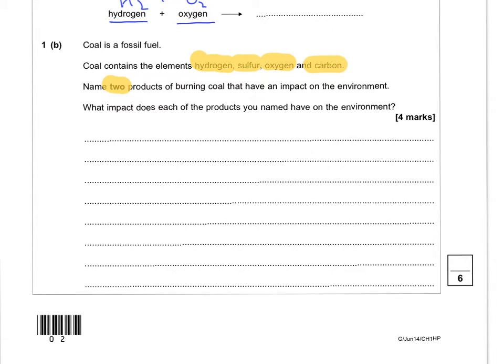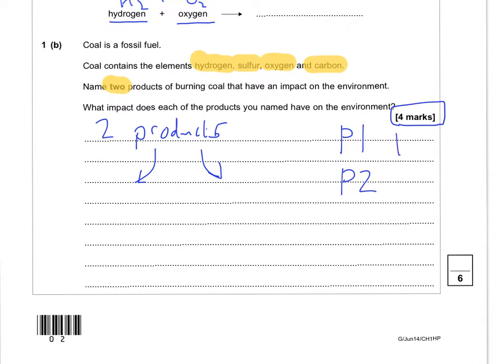So, reading this question straight away, I'm going to split this into two parts. Okay, so I need my two products. And each of those two products is going to need an impact. Okay, so we're trying to get these 4 marks, and I can guess the mark scheme without looking. Says product 1, product 2, impact of product 1, and impact of product 2.